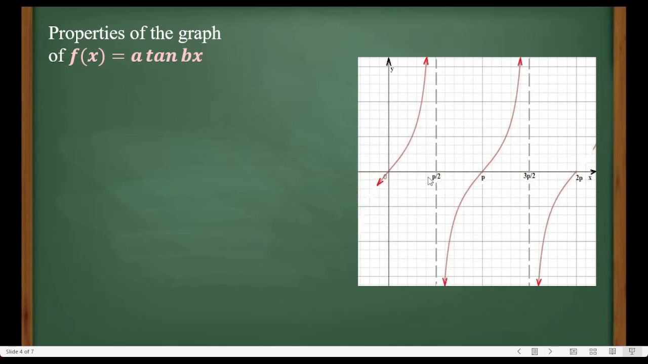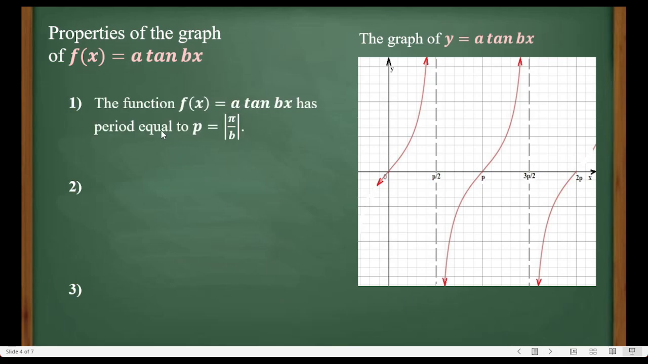Now, considering the graph of this curve or function, we have the properties. First one is the function f of x is equal to a tangent of bx has a period equal to p, which is the absolute value of the ratio of pi over b, where b is taken from the coefficient of x.